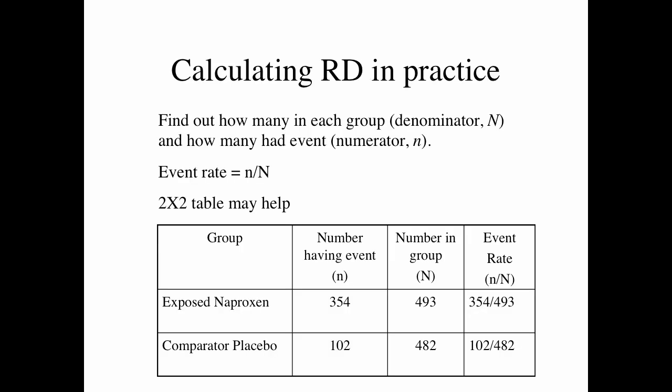Often when you look at published papers, you will see the results are in two columns, the number that have had the event and the number that were in the group. And of course, if you like mathematical annotation, you can think of the event rates as being little n, the number having the event, over big N, the number in the group. And the risk difference will be, of course, the difference between these two numbers.